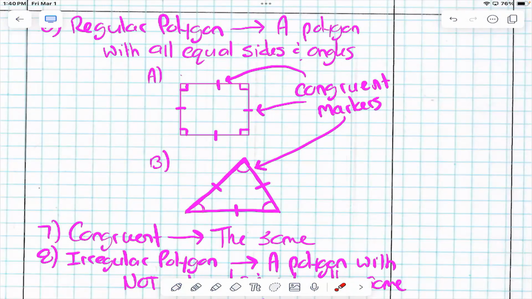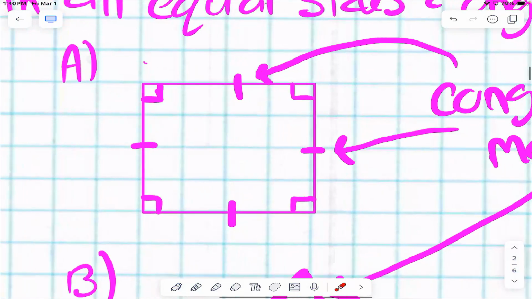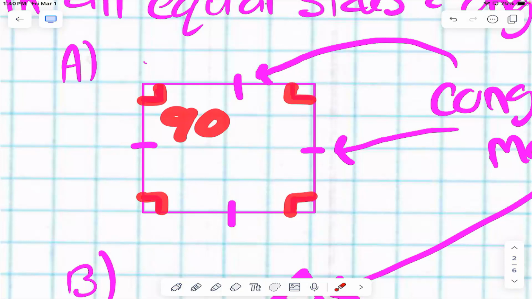Regular polygons, this is a big one. A regular polygon is a polygon with all sides that are equal and all angles that are equal as well. Do you understand that? Yes. So when we look at this polygon right here, what do we call these little symbols? Right angle markers, which means that those angles are 90 degrees. We'll get to that later on.